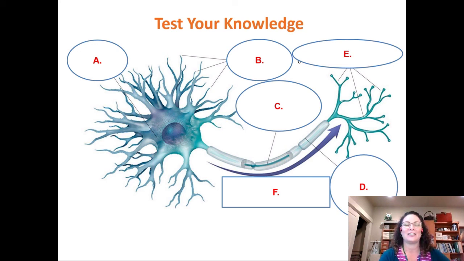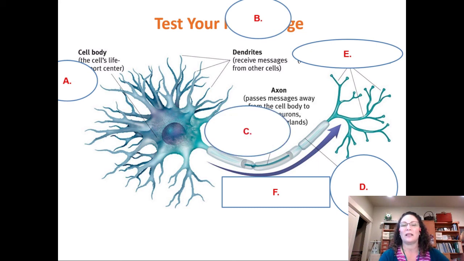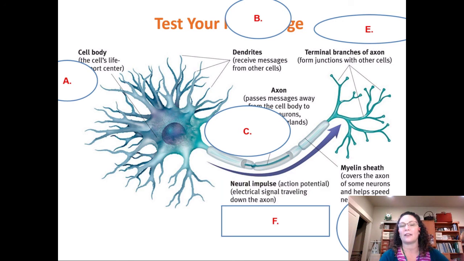So just to remind you, the big part there is called the cell body. The protuberances on the cell body are called dendrites, the branching areas. That's the axon, the big long fiber. We've got the myelin sheath coating the axon. We've got the terminal branches of the axon, and then we've got this arrow indicating the action potential. So hopefully you got those all right. If not, you can still study a little bit more before you need to take a test, right?